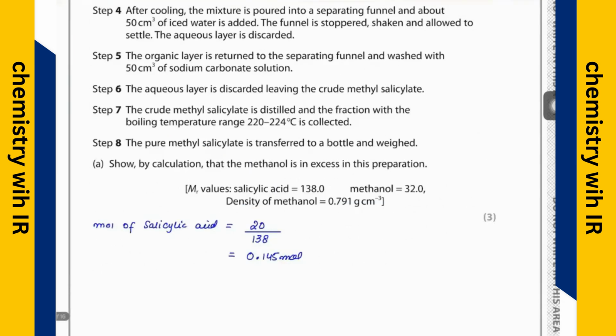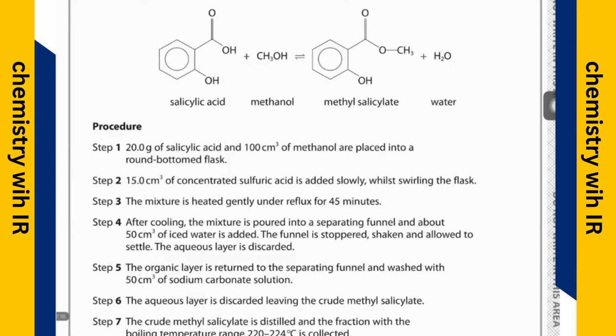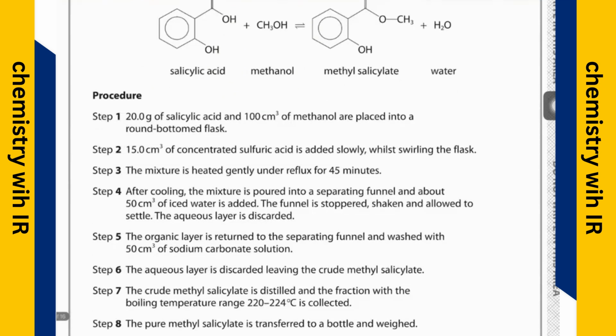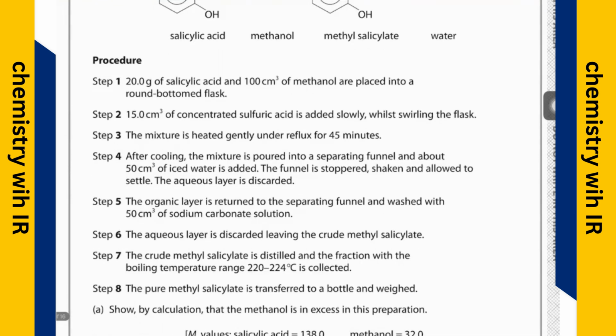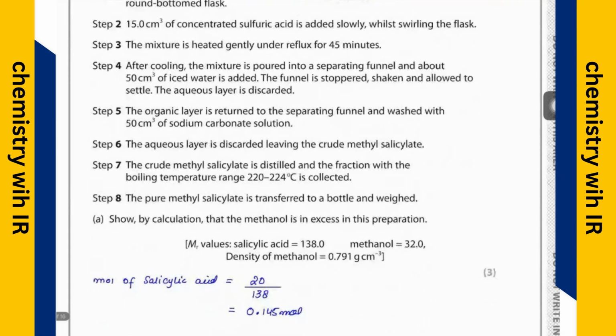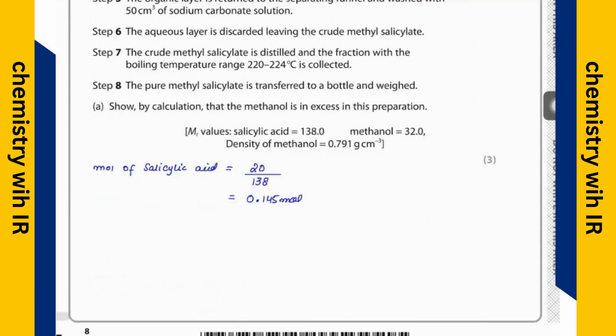They were asking whether methanol is in excess. So 20 grams of salicylic acid, and the mole ratio of methanol to salicylic acid is 1 to 1. They have given you the volume of methanol, that is 100 centimeter cube. Density is also given, that is 0.791 gram per centimeter cube. So I can find the mass of methanol: 0.791 grams per centimeter cube multiplied by 100 centimeter cube. The centimeter cube cancels, so the answer would be in grams. The answer is 79.1.